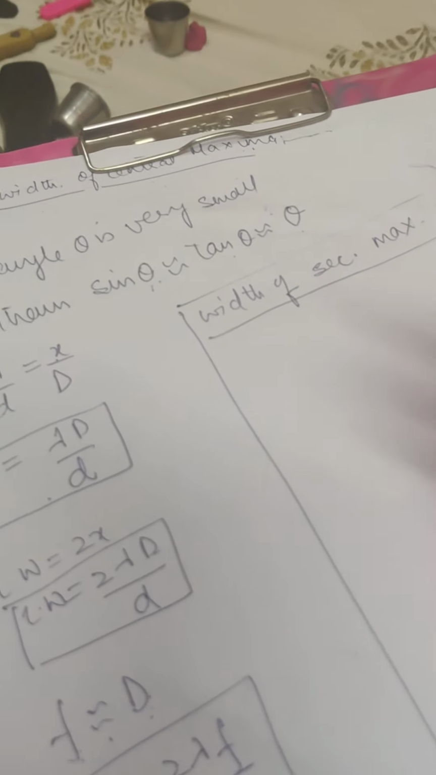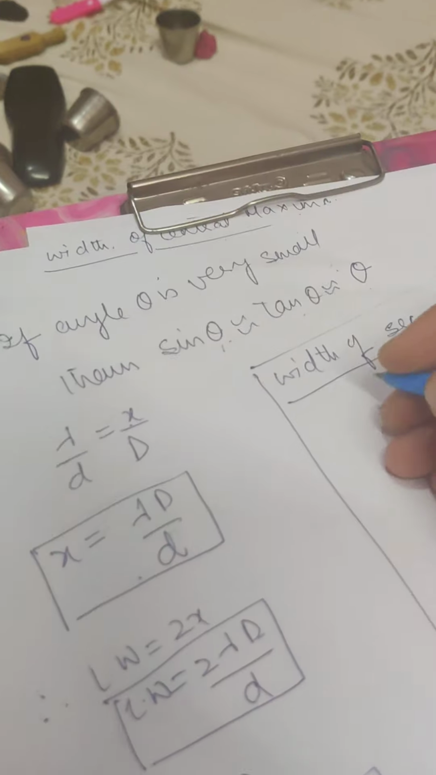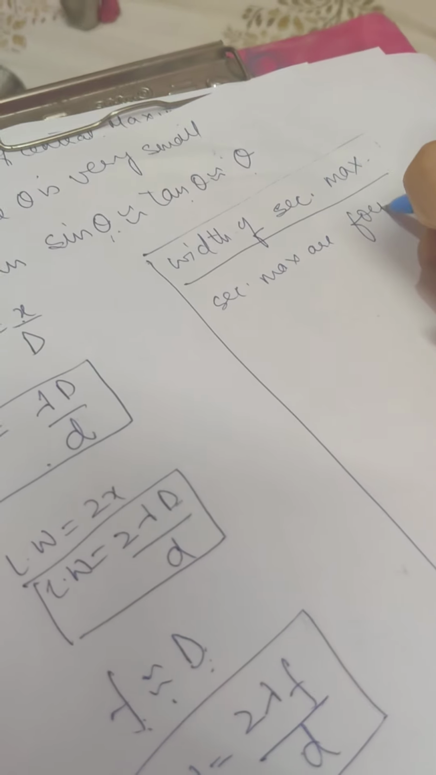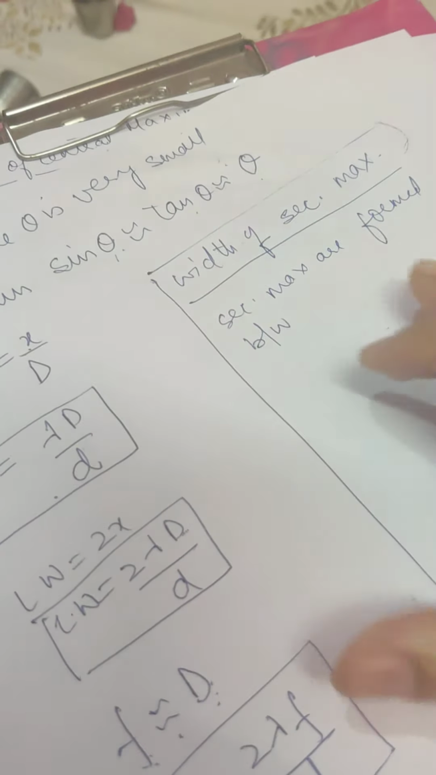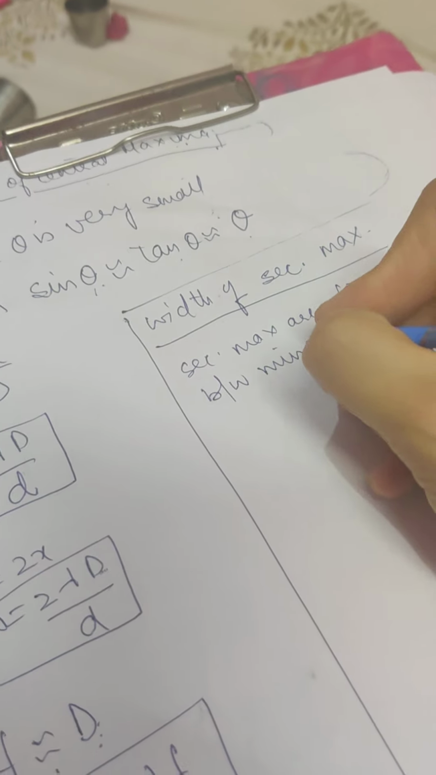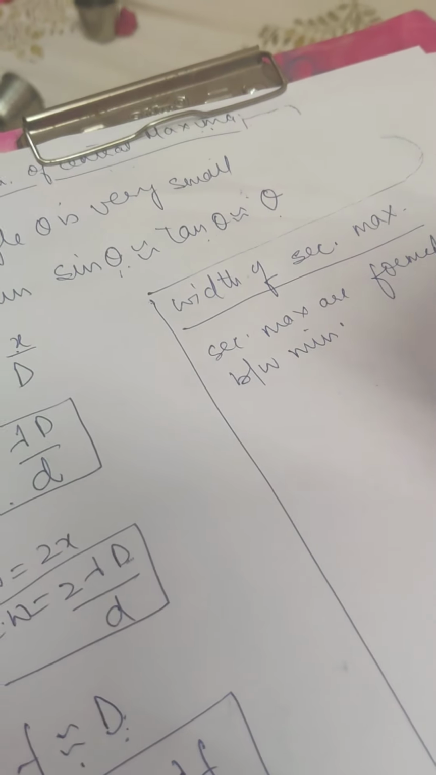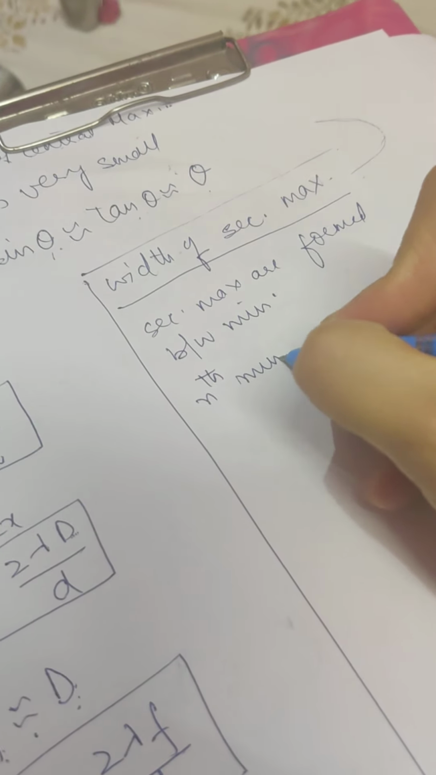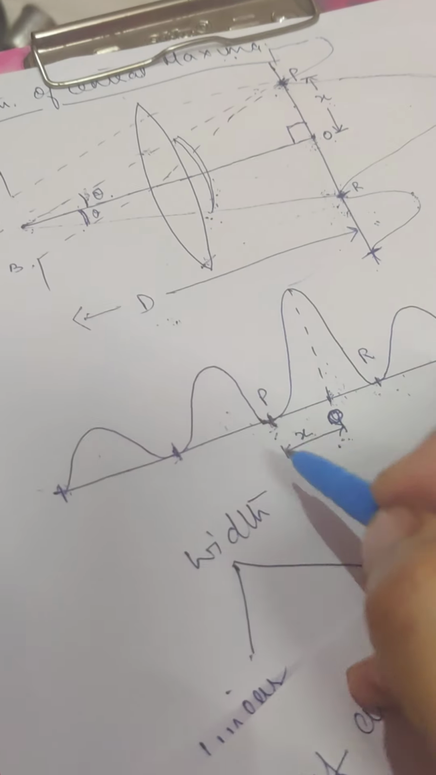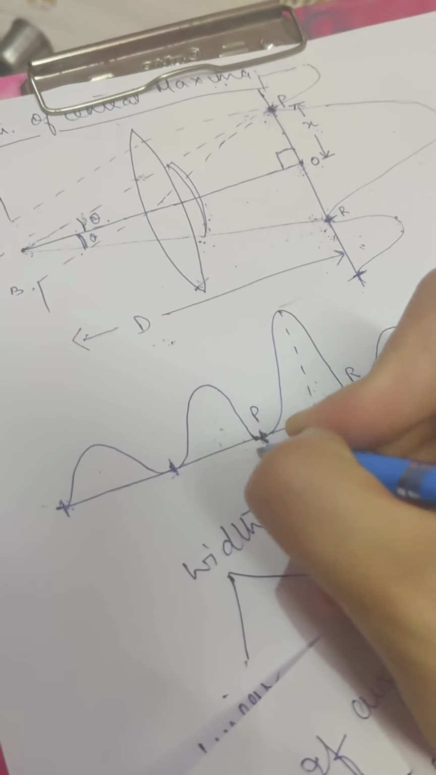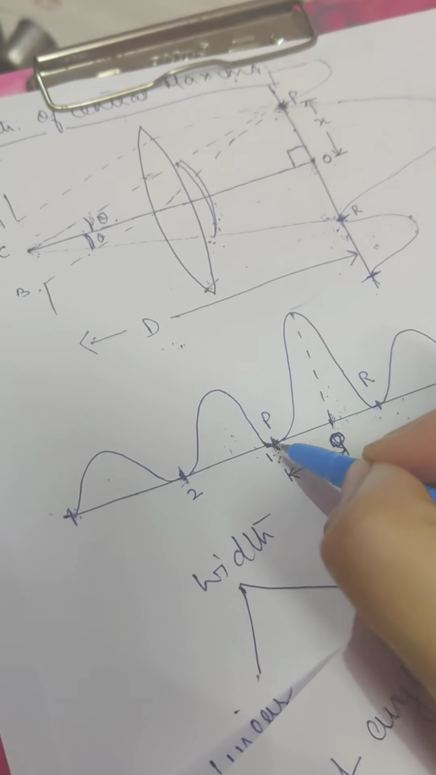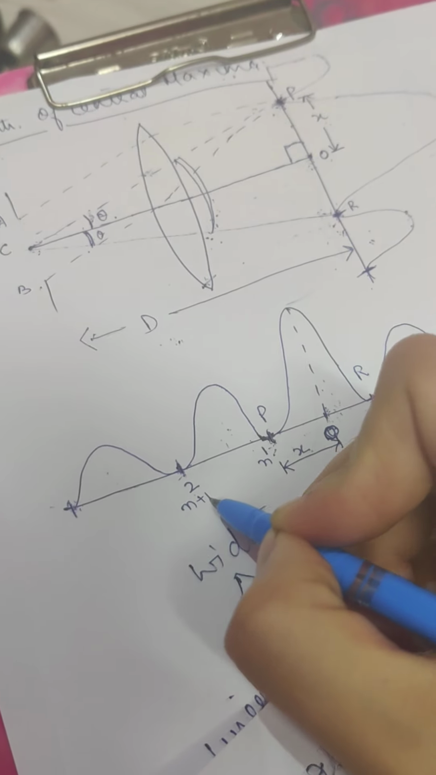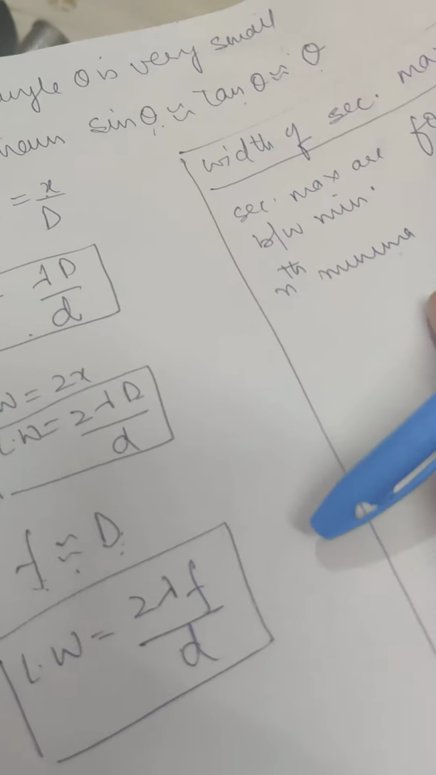Now see beta, if we consider the general case, we know the secondary maximas are formed between two minimas. In the general case, if this is my first minima and this is my second minima, and I consider this first as n, then this second will be n plus 1. Okay beta, now I am going to consider this case in general form.